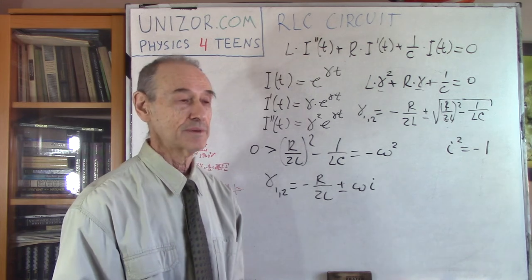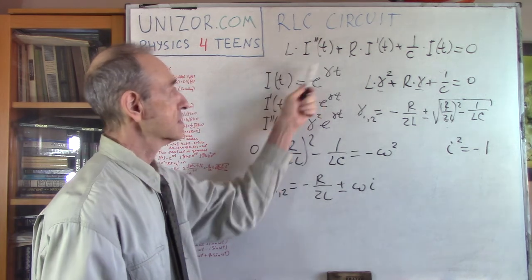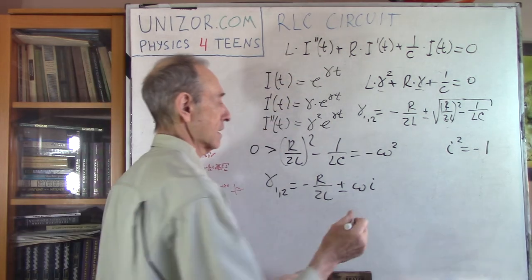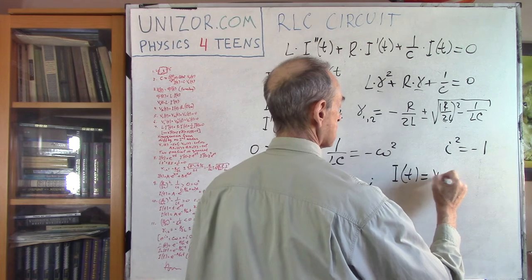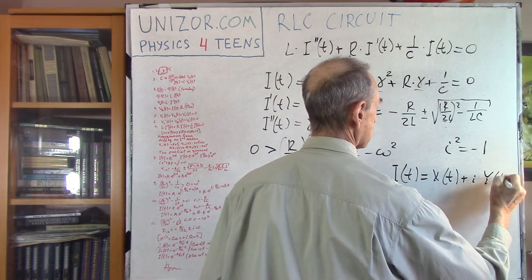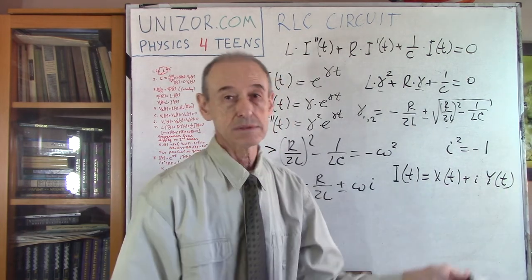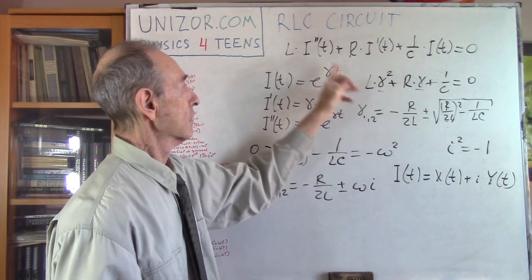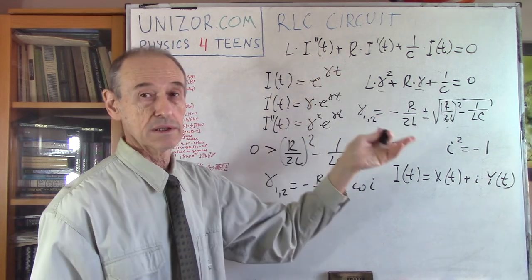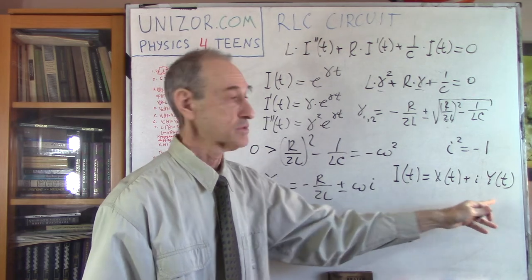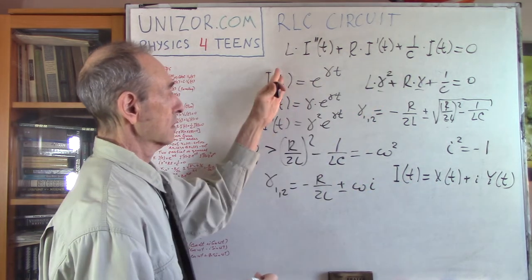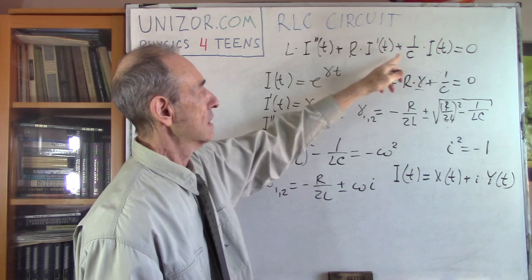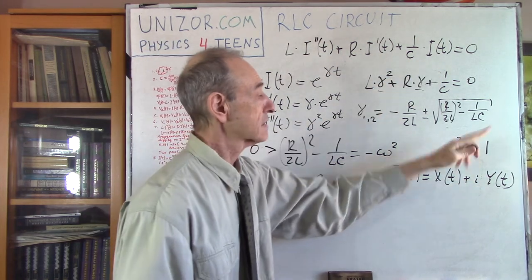But here is an interesting case. You see, this is, as I was saying before, linear, homogeneous, etc. Now, what if you have a complex function? Let's say i of t is equal to x of t plus i y of t. A complex function can obviously be represented in this way, right? Well, if you substitute this into the equation, the derivative is a linear operation, so the derivative of a sum is the sum of derivatives. So your real part will be L times the second derivative of x, plus R times the first derivative of x, and 1 over C times x itself. And then i times the same for y.